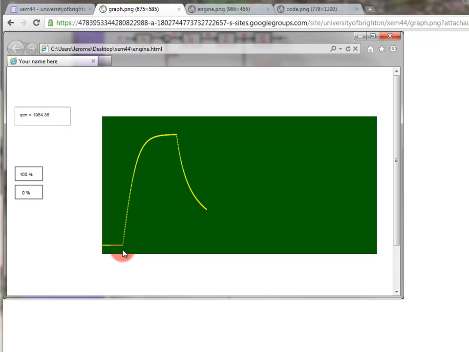This video shows what we're trying to build here, and it's an engine simulation. This should be the final result. This is a graph of engine RPM on the vertical axis and time in seconds on the horizontal axis. There are two buttons here. This turns the fuel on, that turns the fuel off completely. The RPM is being shown in the box here.